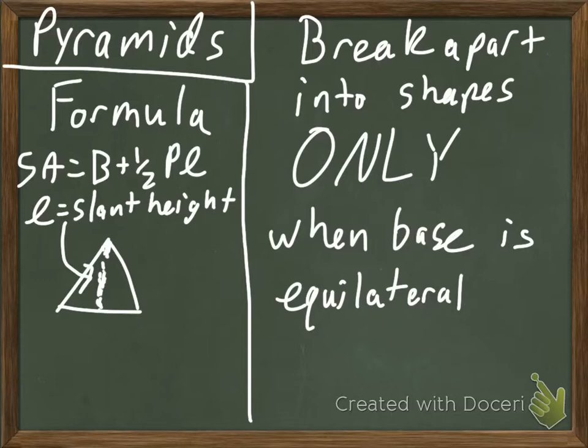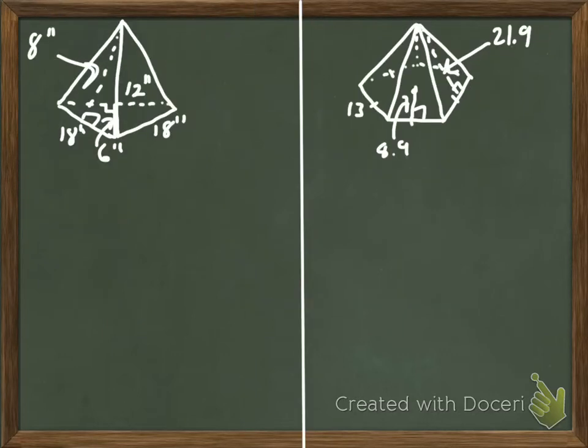Or we can break it apart into the separate shapes and add those together, just like we did before with the prisms, but we can only do that when the base is equilateral. You only want to do that when the base is equilateral because it may not give you the slant height for all the faces. So, only do that whenever it's an equilateral base. So, I'm going to do two examples here, and then I'm going to have you do an example on your own, whichever way you like.